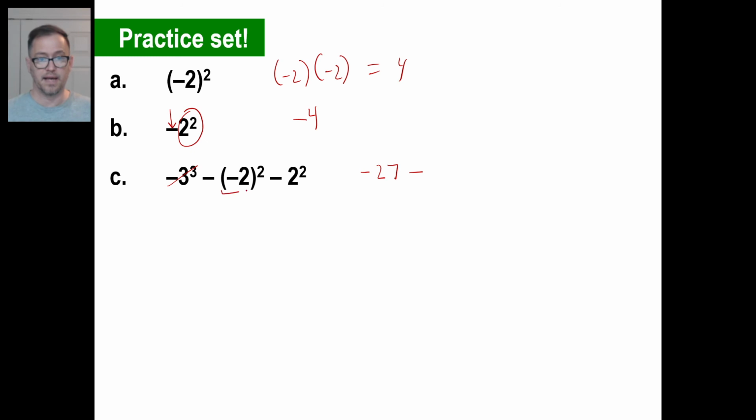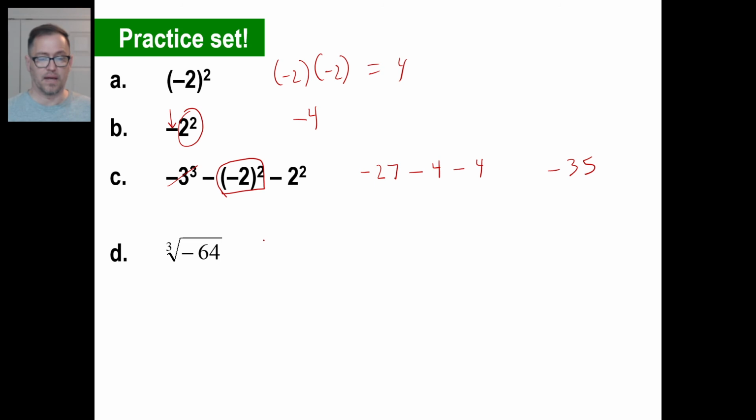Negative 2 times negative 2 is positive 4. So I'll put a 4 there instead, right? All right, then minus, again here, and then 2 squared is 4. So we have 3 negative numbers together. So all we need to do is just add them together. 27 plus 4, 31. 31 plus 4, 35. And that'll be negative 35. Okay. All right. Pause it and try D.